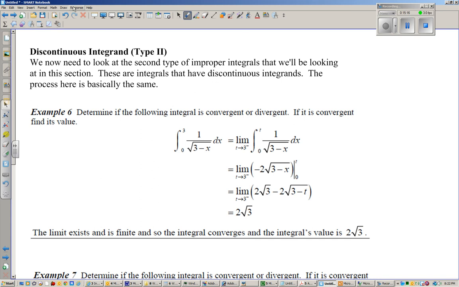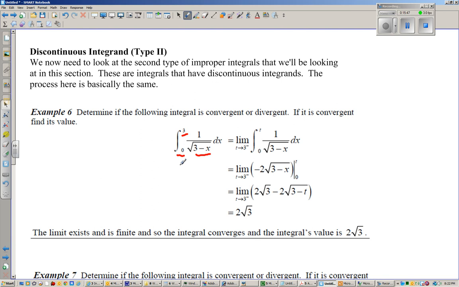Sometimes it happens at the endpoints, and sometimes it happens somewhere between the ends. If you put 0 in this denominator, it's not a problem. But if you put the other endpoint in, that is 3, you have a problem. You have 1 over 0, which doesn't make sense. We'd say there's a discontinuity in the integrand at 3.